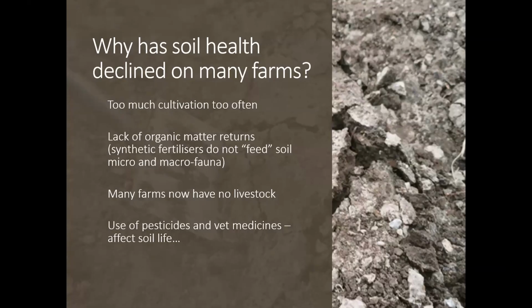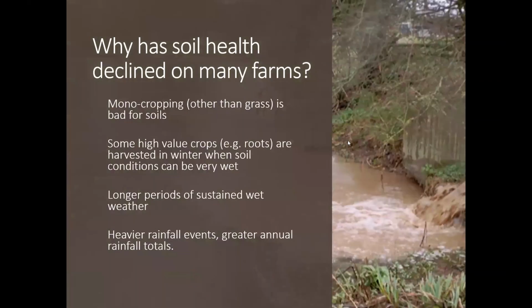The other thing is many farms now have no livestock. We're seeing increased specialisation of farms, and when there are no livestock, there's no manure returns being made to the soil either. And of course, we're now using less pesticides than we were a decade ago, because regenerative farming has really taken off. But pesticides and veterinary medicines have taken a pretty heavy toll, really, on some of the organisms that live in our soils.